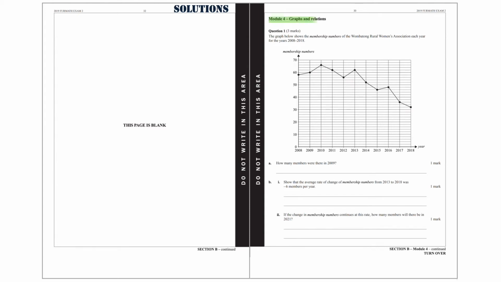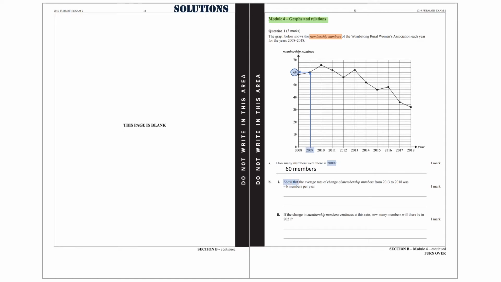Module 4, Graphs and Relations. Question 1. The graph below shows the membership numbers of the Wombatong Rural Women's Association each year for the years 2008-2018. Part A. How many members were there in 2009? So we look at 2009, we go up until we meet the line, and then across, and that is 60. So 60 members.